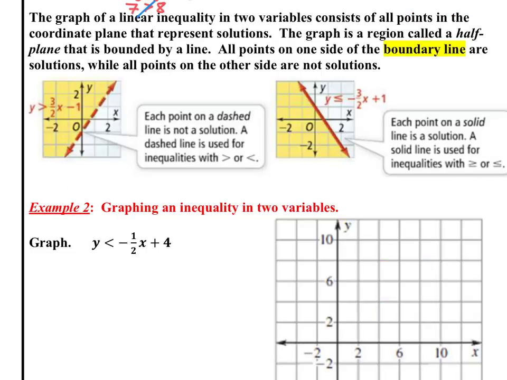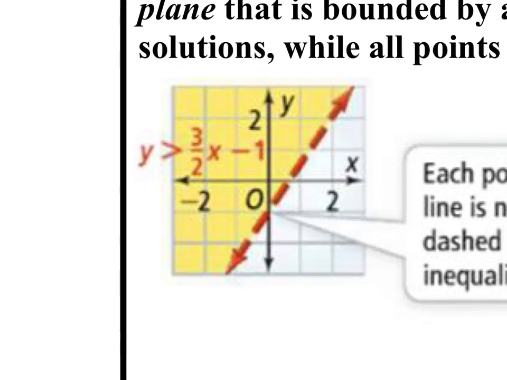Linear inequalities on a graph. I really like these. There's lots of words here. All points on one side of the boundary line are solutions, while all points on the other side are not solutions. So you have this first one, y is greater than 3/2 x minus 1. It's saying only the y values that are greater than that line make this inequality true.